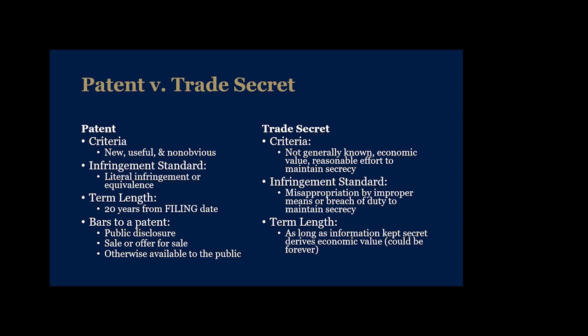So next, what we'll do is we're just going to look at trade secrets. Their criteria is it's not generally known. It has economic value, and there's a reasonable effort to maintain secrecy. The way you can infringe it is mainly through misappropriation, and that is basically through just acquiring the knowledge through an improper means. An advantage to this is the term length. As long as the information is kept secret and it's deriving some form of value, you can keep a trade secret forever. And we'll go through a few examples of that.